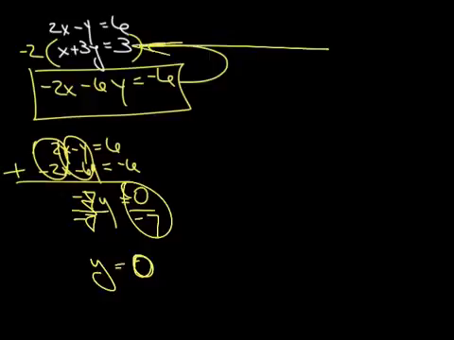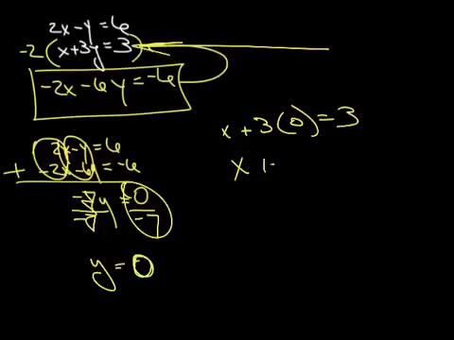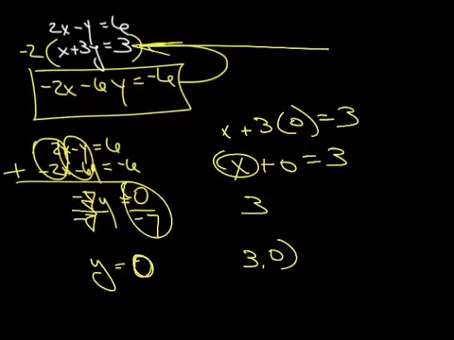Now we're going to go back up here and plug 0 in for either one of the problems. Let's take the second one this time. So what number goes in there that we can add 0 to get 3? 3. So when x is 3, y is 0. And I'm done with that one.